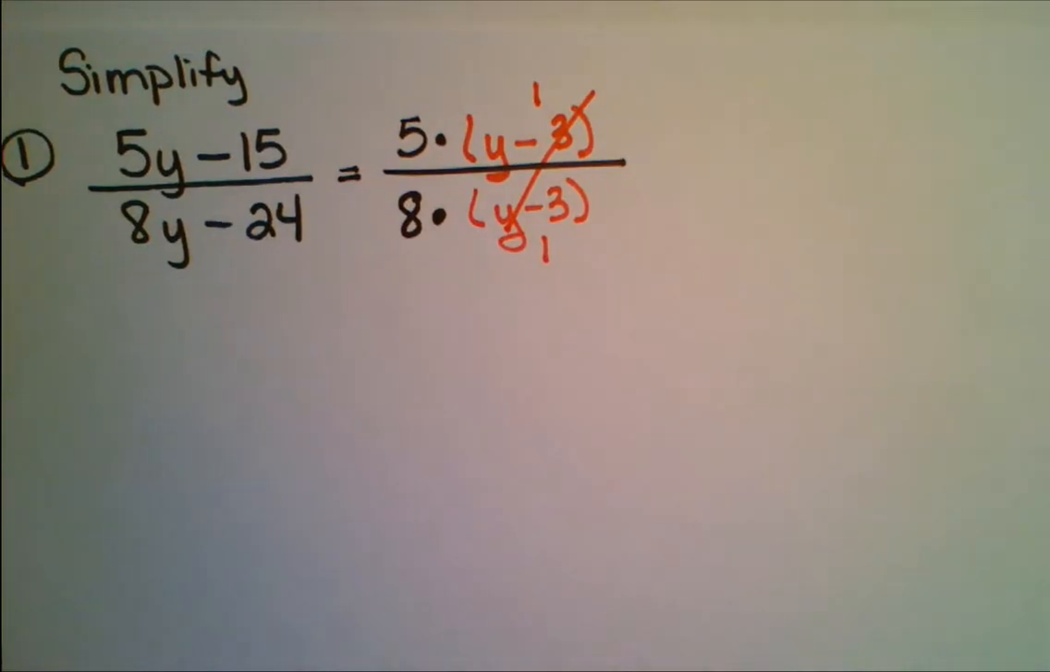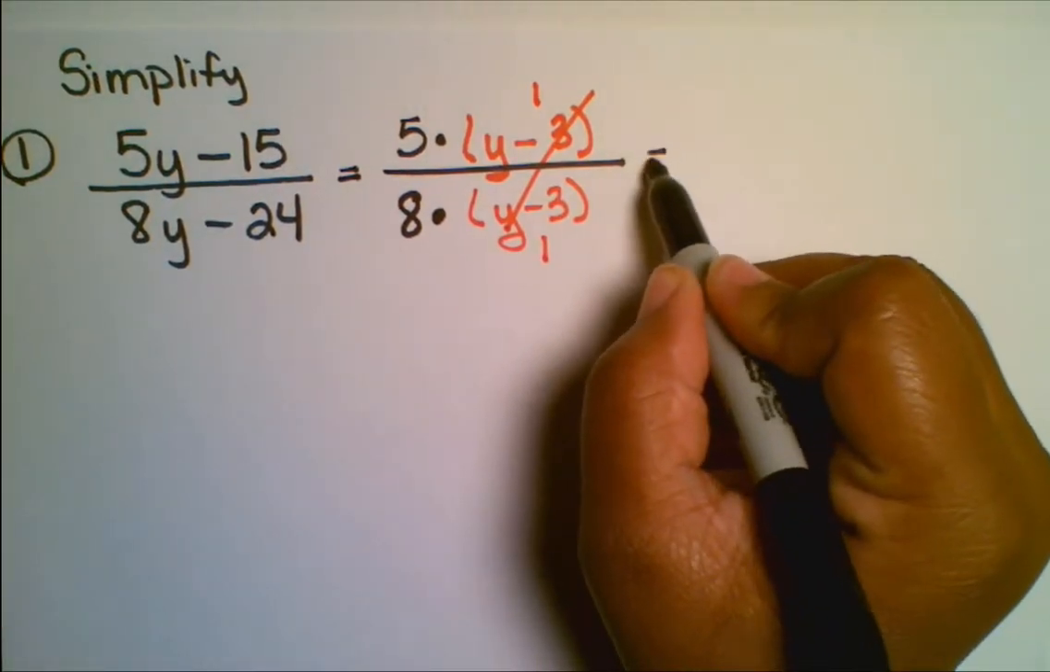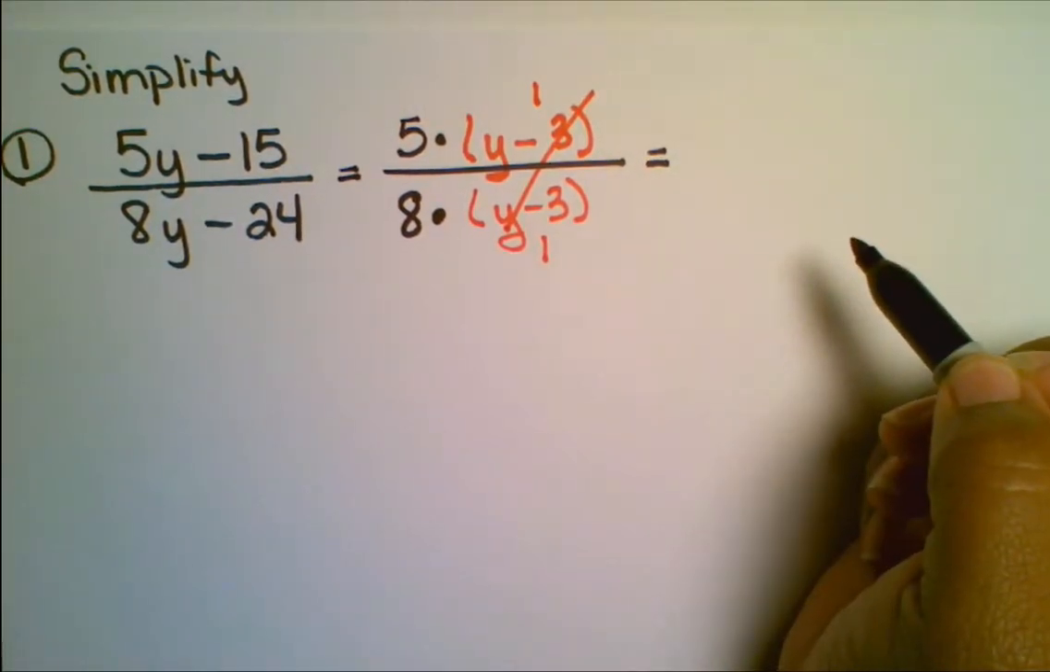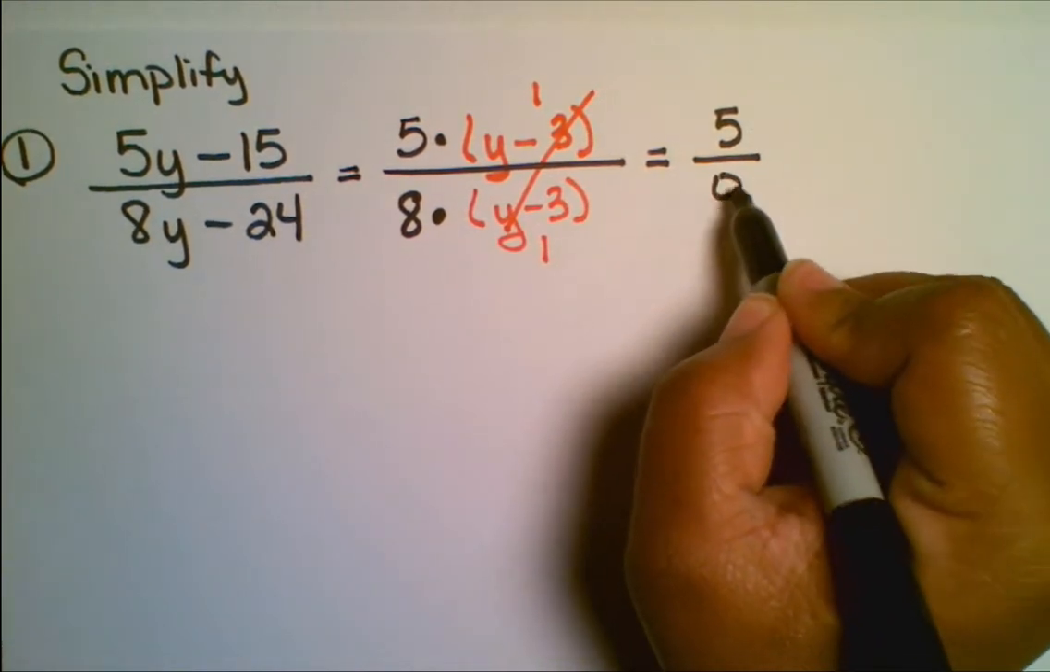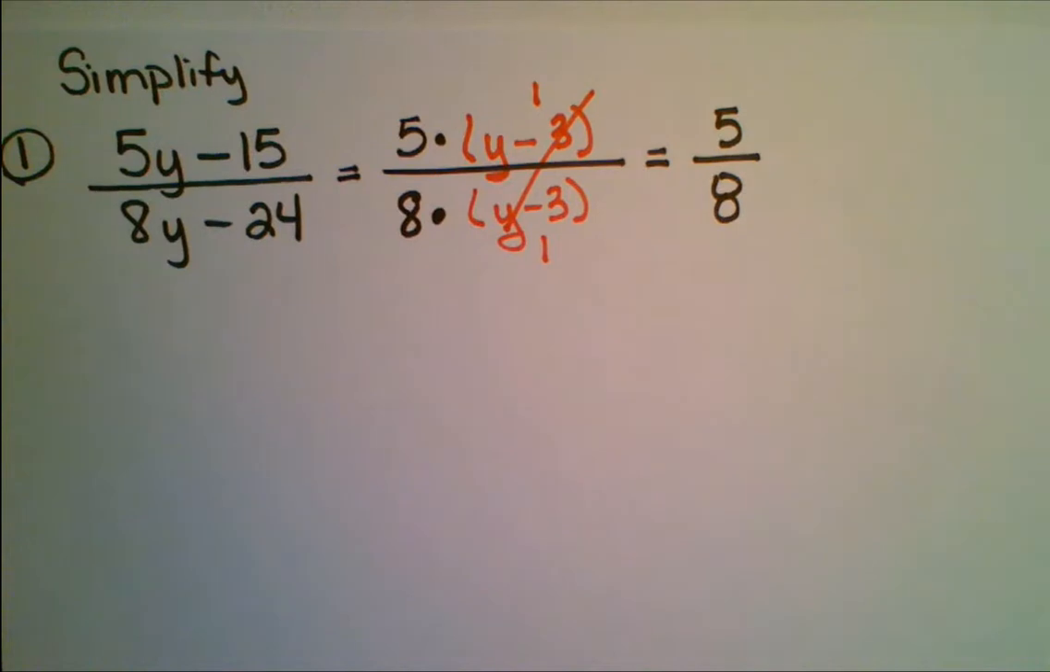And once we cancel, let's go ahead and write what we have that's remaining. In our numerator, we have a 5. In our denominator, we have an 8. So that is simplifying a rational expression.